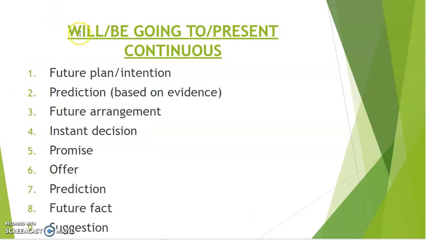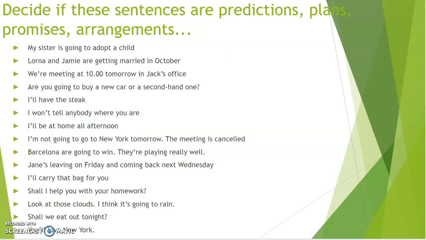In this video, we will cover the expression of the future with these structures: will, be going to, and present continuous. Well, when we talk about the future, we can express different functions. We can be talking about a future plan, a prediction based on evidence, a future arrangement, an instant decision, a promise, an offer, a prediction, a future fact, or a suggestion, okay?